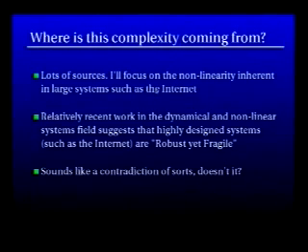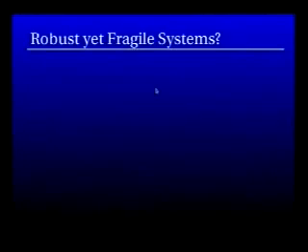It seems kind of like a contradiction, right? It seems like if something was robust, it wouldn't be fragile. What this means is it becomes more robust to the events that it's designed to be robust to, and it becomes more fragile to unexpected events. Okay, so we'll take a look at that.